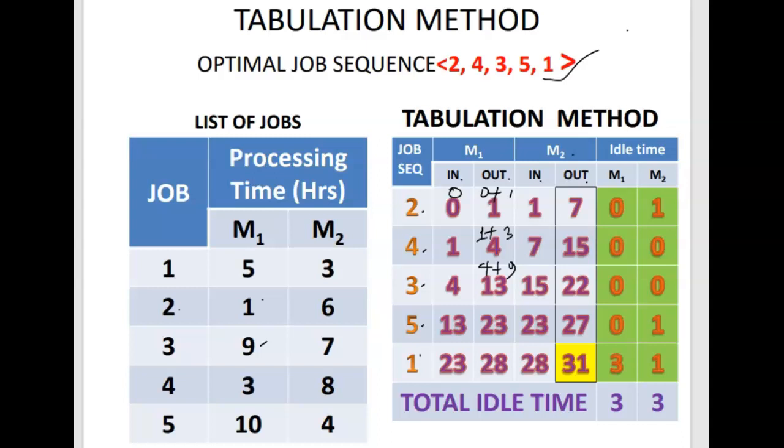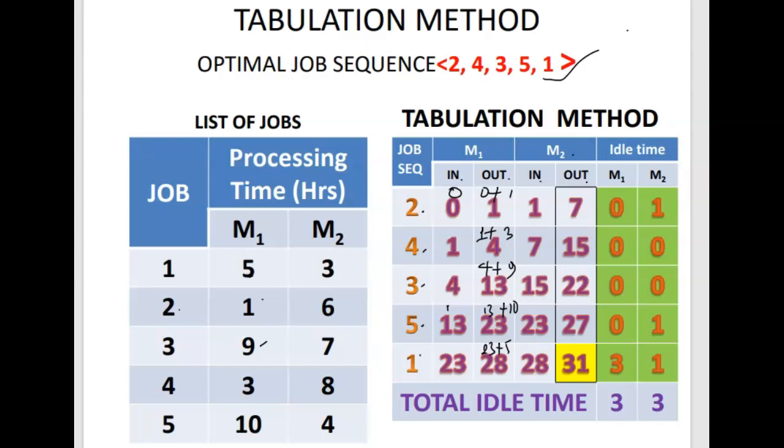It will enter job 5 at 13 hours. Job 5 is going to spend 10 hours on machine 1, so 13 plus 10 will be 23. Now the out time is 23 hours. It's going to enter the last job, job 1, that same hour, and it's going to spend 5 hours on machine 1. So it will be 23 plus 5. That is 28.